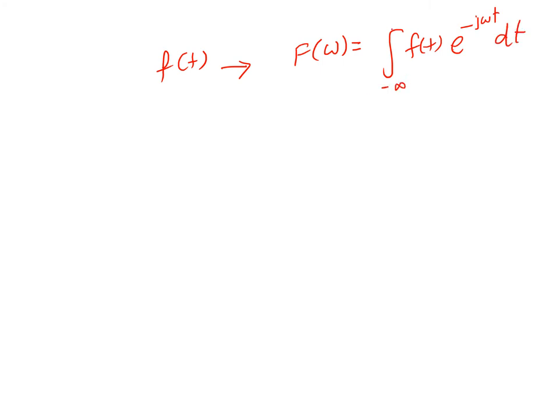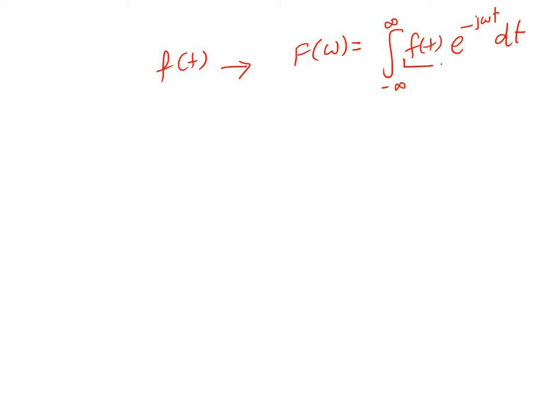Welcome back, class. So we were studying the Fourier transform. In the last lecture we learned that if we have any aperiodic signal f(t), and we want to convert it to the frequency domain, we can get the Fourier transform by multiplying that aperiodic signal with e to the power minus j omega t times dt, and integrating from minus infinity to infinity.